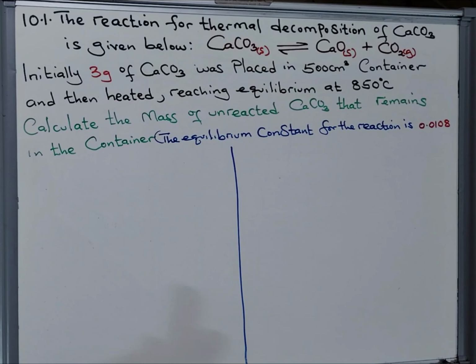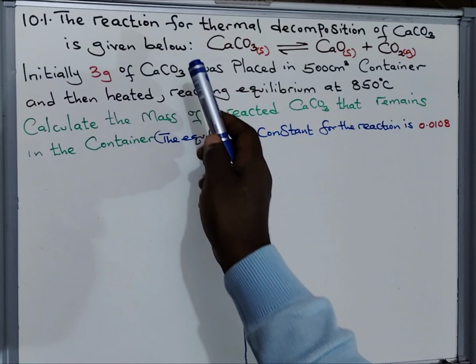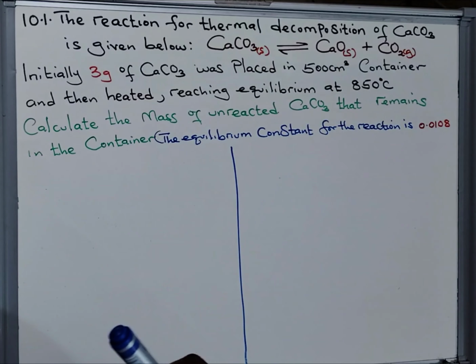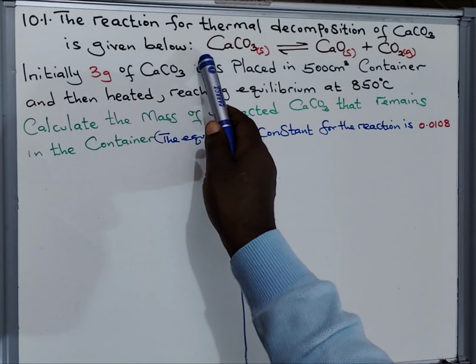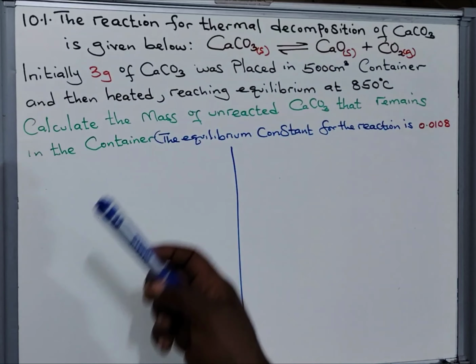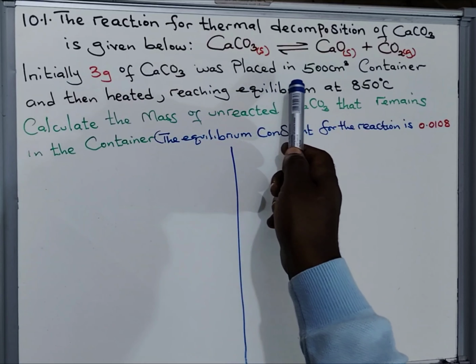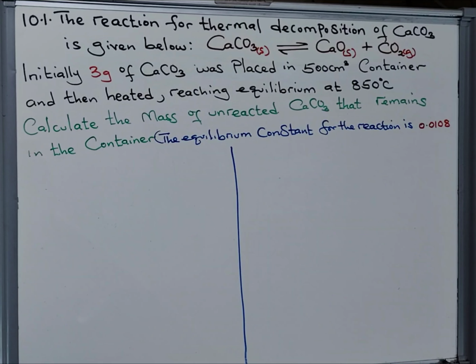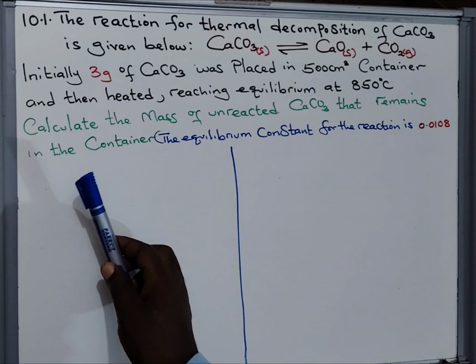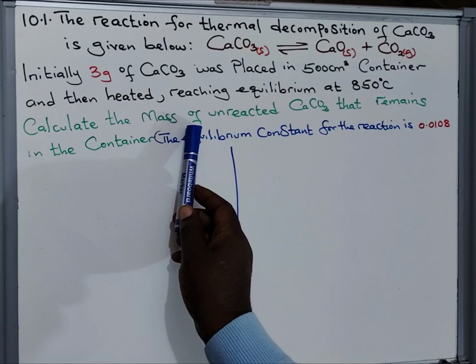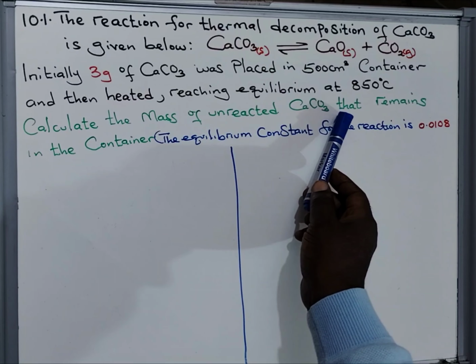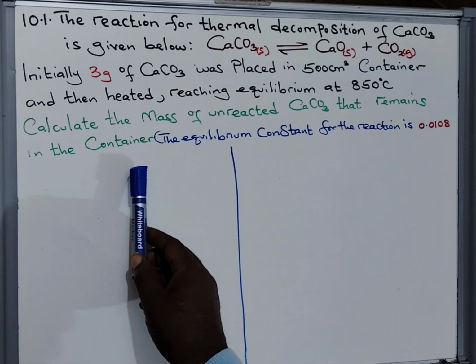The question says the reaction for thermal decomposition of calcium carbonate is given below. This is the equilibrium. Initially, 3 grams of calcium carbonate was placed in a 500 cubic centimeter container and then heated, reaching equilibrium at 850 degrees Celsius. Then the question says, calculate the mass of unreacted calcium carbonate that remains in the container.